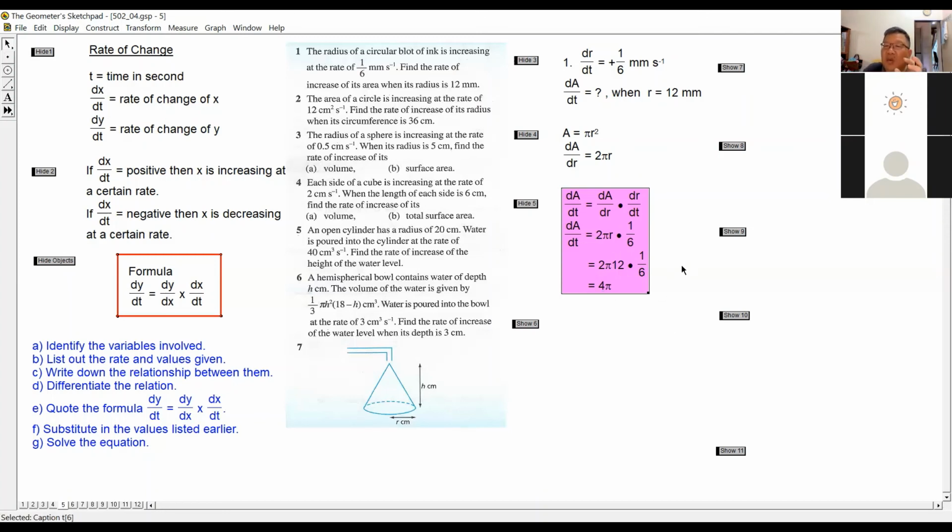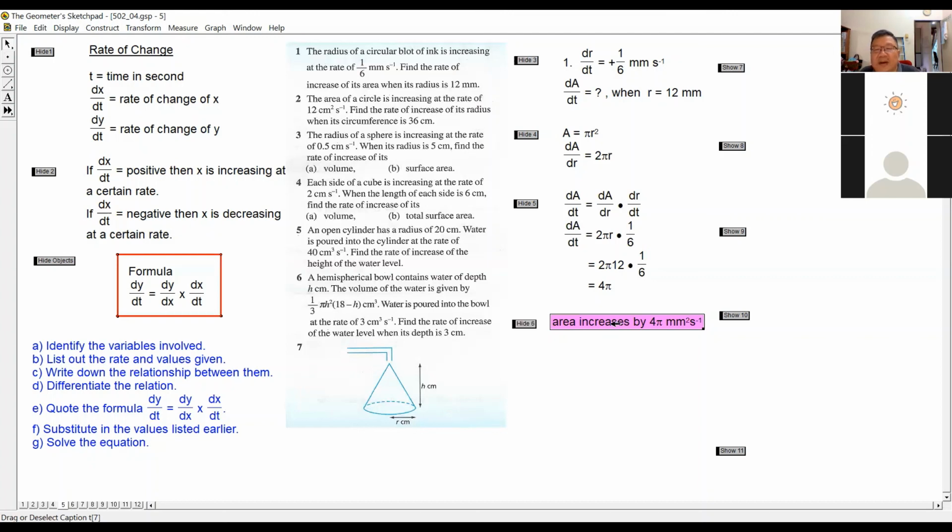Can you tell me in words? Now it's in symbol. You translate them to words. Can or cannot? The rate of change of area is 4 pi. Very good. So area increases by 4 pi millimeter square per second. Because it is positive, then I say area increases.